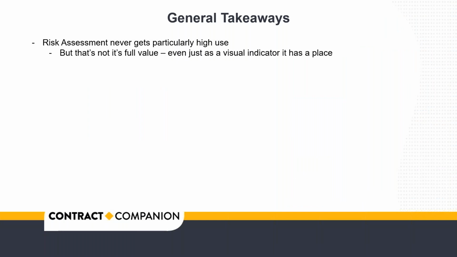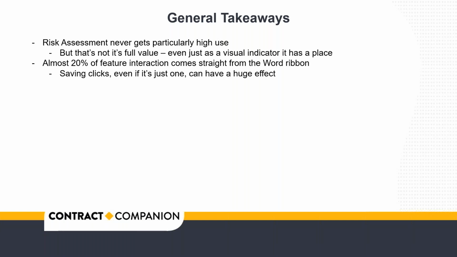So you saw that the risk assessment has a use of around 4% in total. That's not particularly high, and it occupies quite a large visual area in the product. But that doesn't mean we need to dismiss things just because they have low use compared to certain other features. Because this is a visual indicator, you don't need to click on something to get value out of it, particularly if it has a visual indication. Integrating into the Word ribbon, so giving people the opportunity to jump straight into something, saving clicks can have a huge effect because it increases people's capacity to use things.